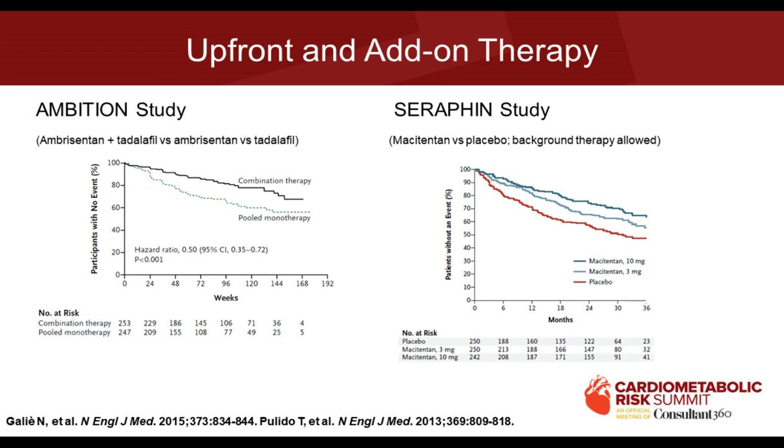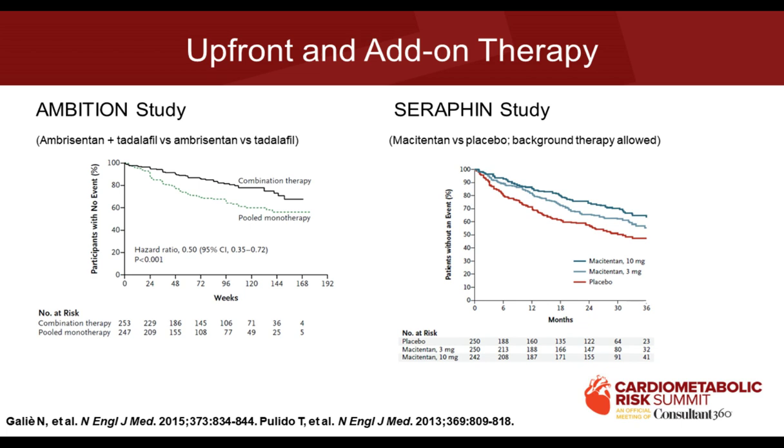The study on the right, SERAPHIN, took patients who mostly were on background therapy. About 2/3 of these patients were already on a PH medicine with an inadequate response. About 1/3 were not. And they added macitentan, which is one of the endothelin antagonists, and looked at long-term outcomes. And they saw a marked reduction in clinical worsening with that, both in patients on background therapy and not. So this, along with a number of other combination studies, got us to the point of saying, if you have an inadequate response, definitely think about adding therapy.